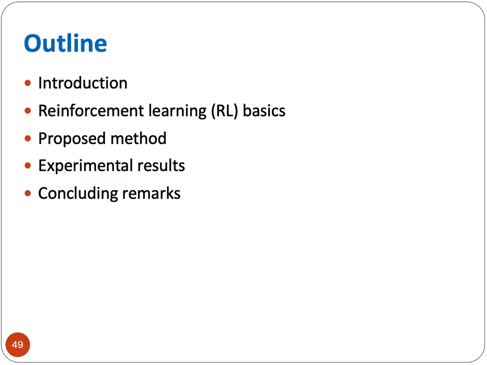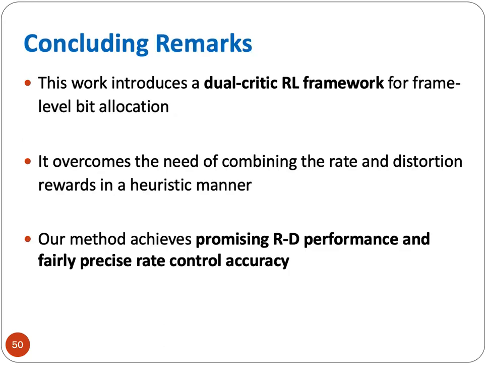The conclusions. This work introduced a dual-critic RL framework for frame-level allocation. It overcomes the need of combining the rate and the distortion rewards in a heuristic manner. Our method achieves promising RD performance and a very precise rate control accuracy.